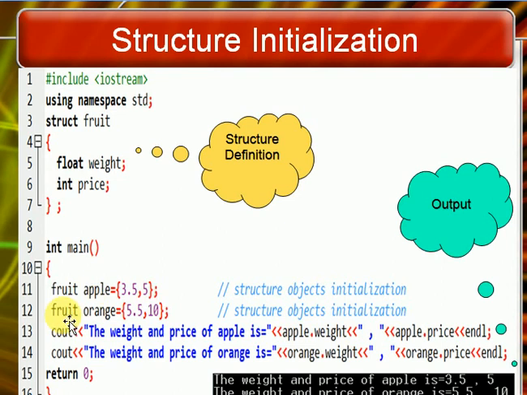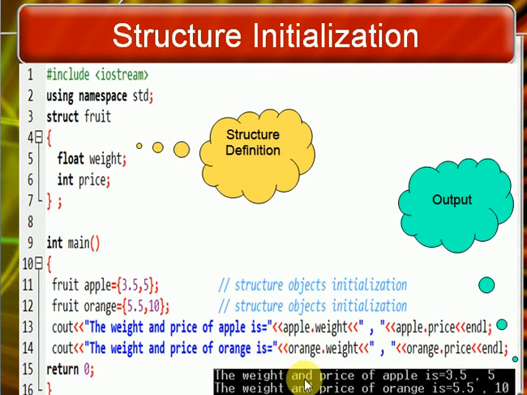Another object of structure fruit, fruit orange, is initialized with values 5.5 and 10. The 5.5 will be stored in weight and the second value will be stored in price. Then it displays these object values, that is apple.weight and apple.price, orange.weight and orange.price. The output of this program: the weight and price of apple is 3.5 and 5, and the weight and price of orange is 5.5 and 10.